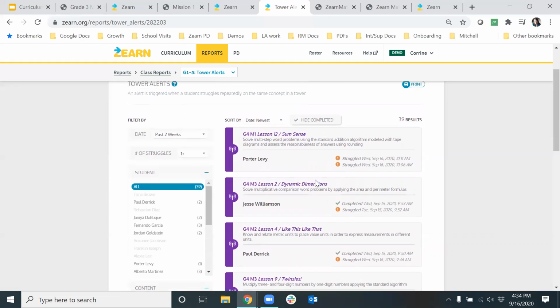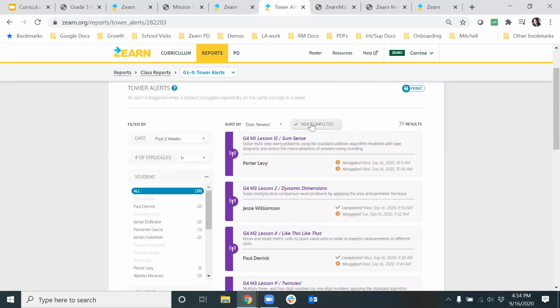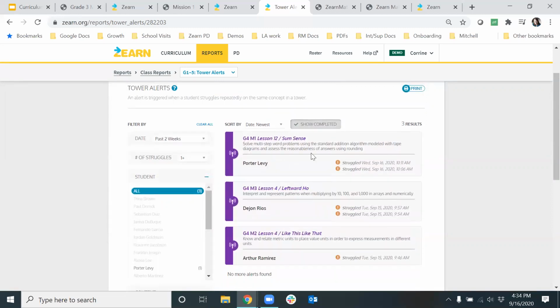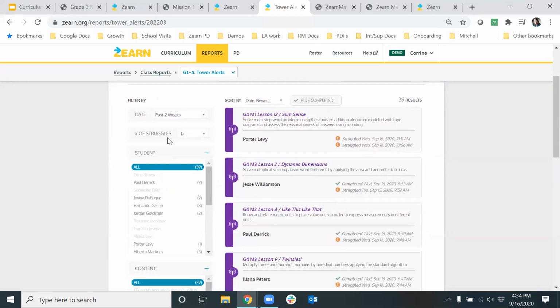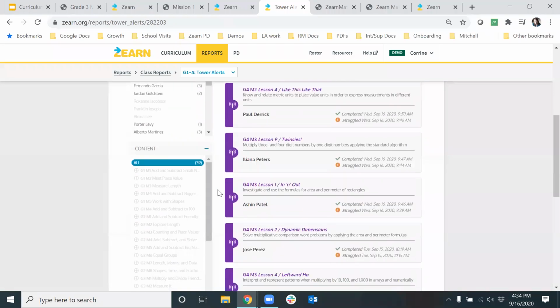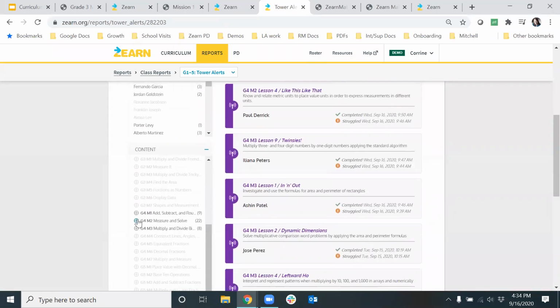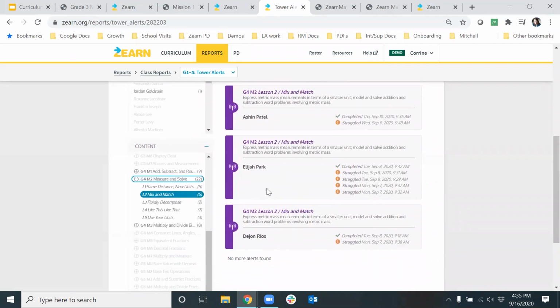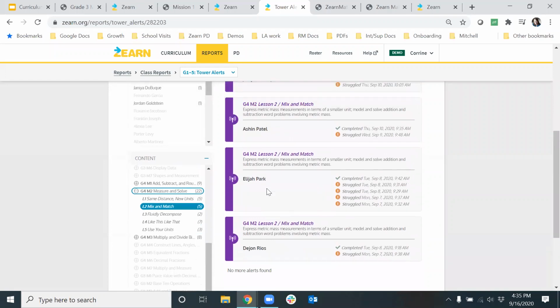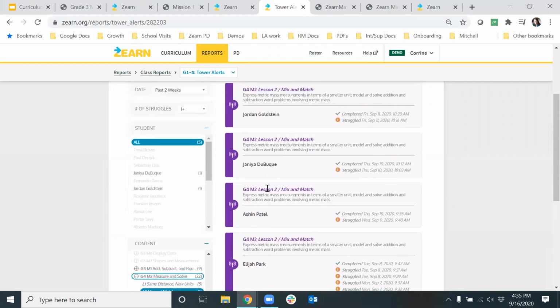Teachers can filter this data in lots of ways. They can use the Hide Completed button here, which helps them quickly identify who is still struggling and might need additional support. Teachers can also filter this report by date, by struggle, by student, and even by content. So they can zero in on a specific lesson, say this lesson, grade 4, mission 2, lesson 2. And when they select a certain lesson in the content filter, they can identify exactly who struggled with that specific lesson, which can be really helpful as they plan review or reteaching.